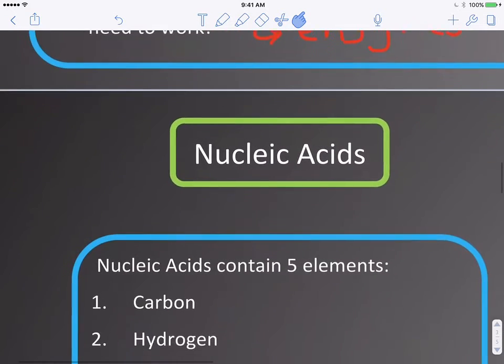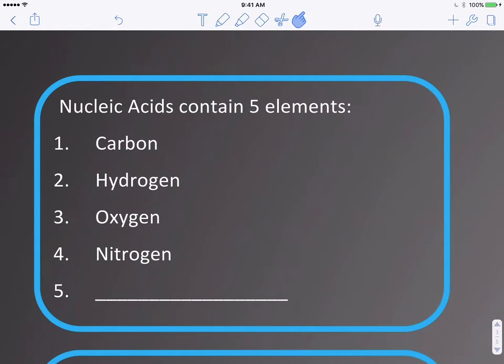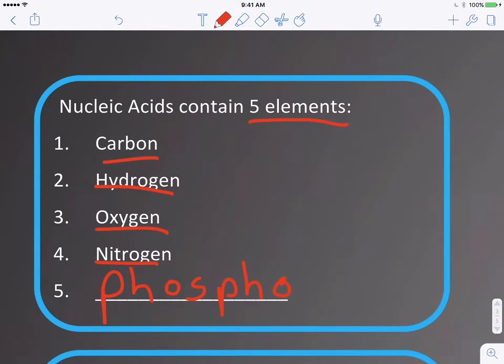Okay, so nucleic acids, they contain five elements. There's carbon, hydrogen, oxygen, nitrogen, and now there's also phosphorus. These should all look familiar to you, right? Carbon and hydrogen, we found those to be in our carbohydrates. Oxygen came when we added lipids to our macromolecule list. We added nitrogen when we started talking about proteins, and now finally we're adding phosphorus.